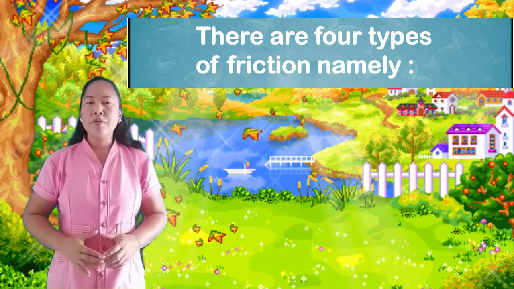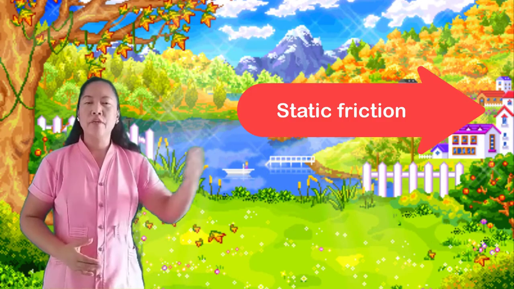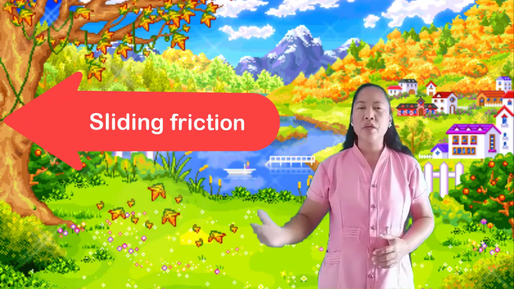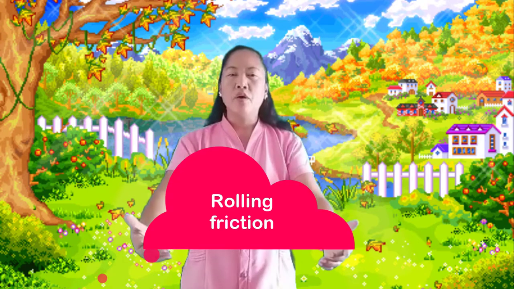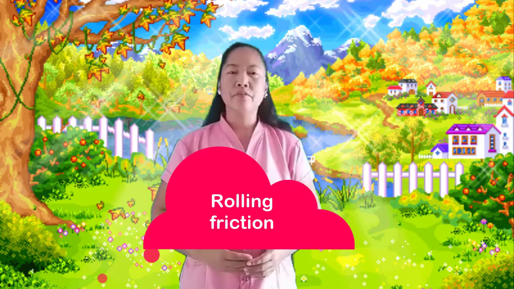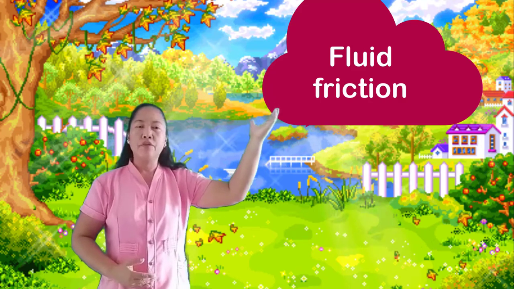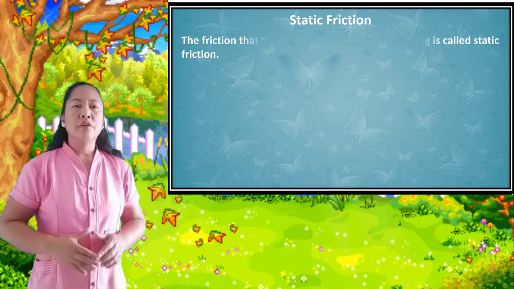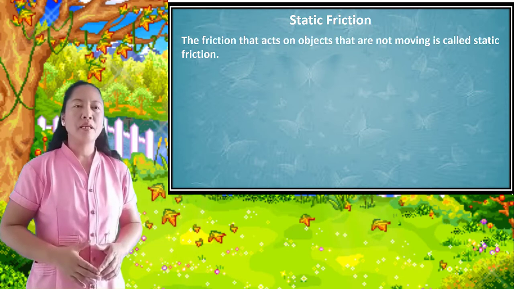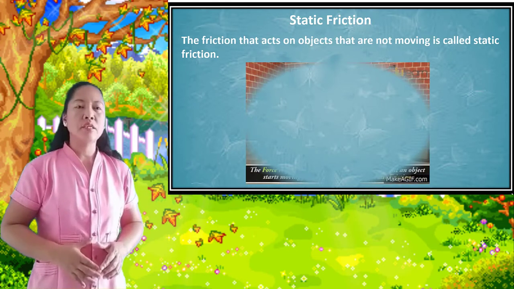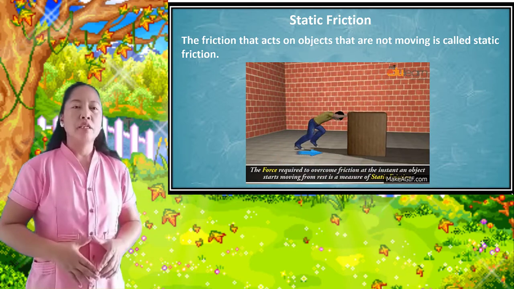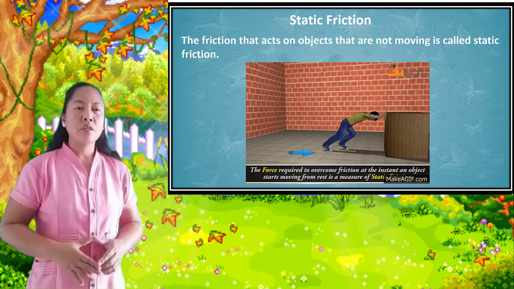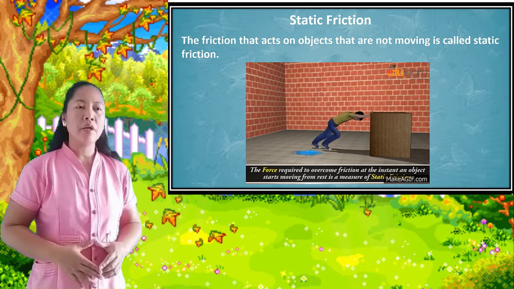There are 4 types of friction, namely static friction, sliding friction, rolling friction, fluid friction. Static friction. The friction that acts on objects that are not moving is called static friction. Because of static friction, you must use extra force to start the motion of a stationary object.